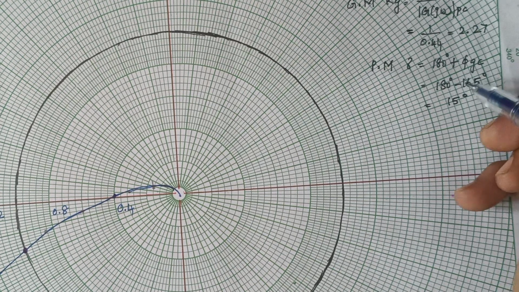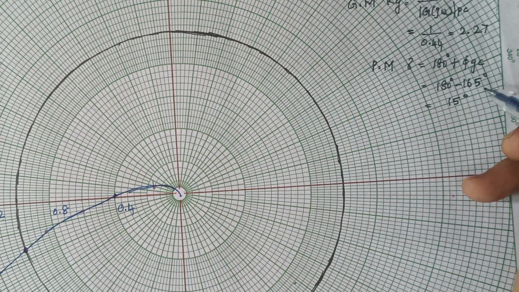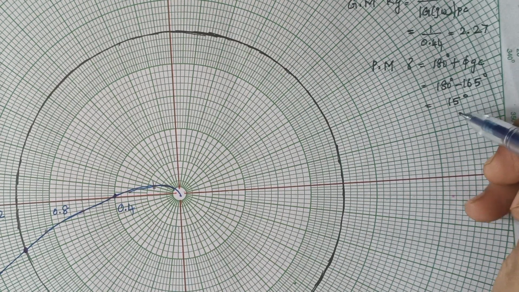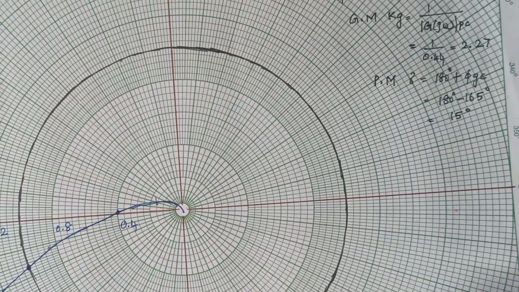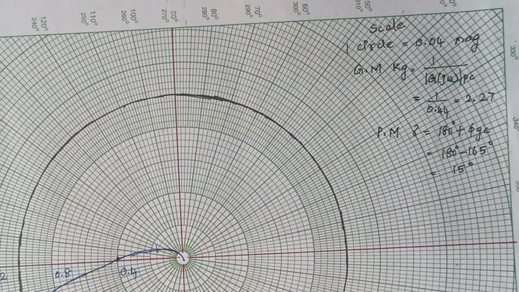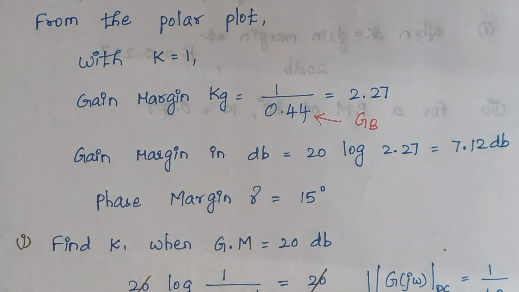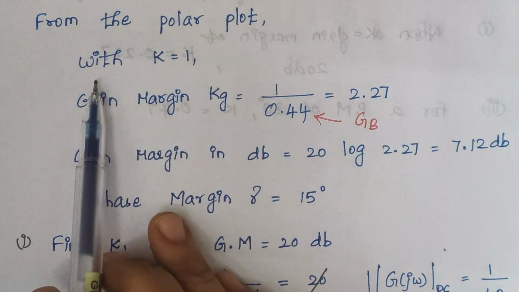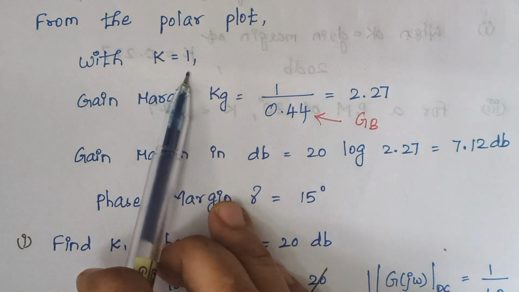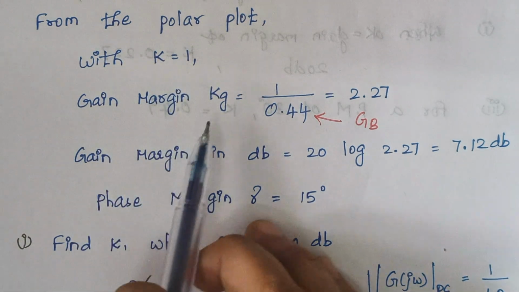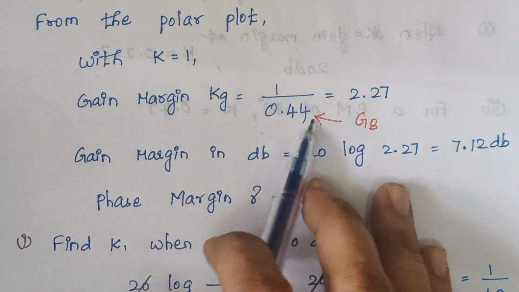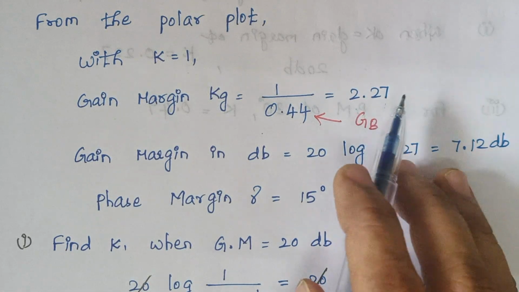Again it is a negative angle, so minus 165 degrees, and the answer is 15 degrees. So finally we have found the values of gain margin as well as phase margin. From the polar plot, when the value of k is equal to 1, we have to take 1 divided by that value, and the gain margin is 2.27.